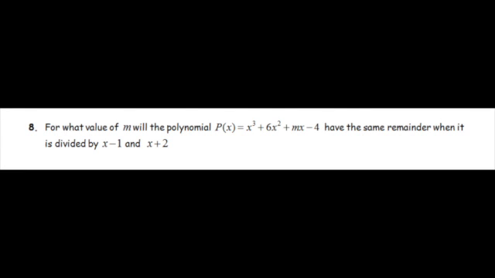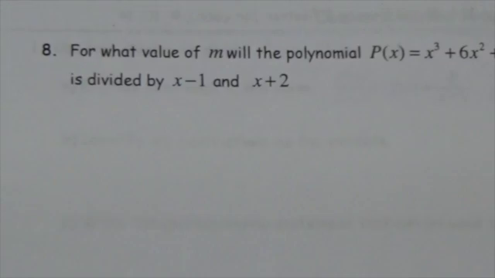For what value of m will the polynomial p of x equals x cubed plus 6x squared plus mx minus 4 have the same remainder when it is divided by x minus 1 and x plus 2? Okay, now this is a very similar sort of problem, except in this particular case here, we're not told what the remainder is, but we're told the remainder is the same.